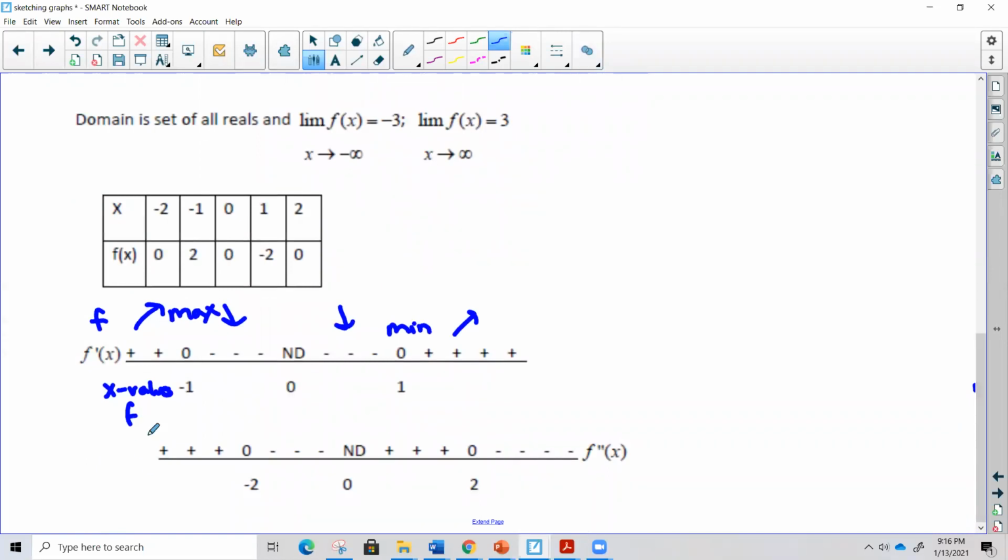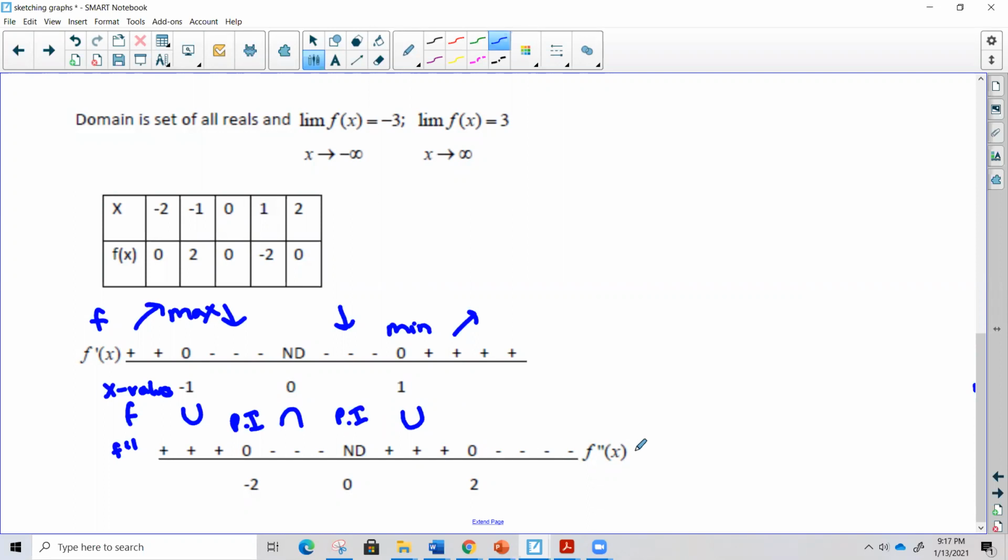And then for the second derivative, they told me that, and again, this is f double prime, I'll put it on the side. It's positive, which means my function is concave up. From negative to 0, it's negative, so it's concave down. So this is a point of inflection. It changes concavity. Here I have positive, so it's concave up. And this is also a point of inflection.